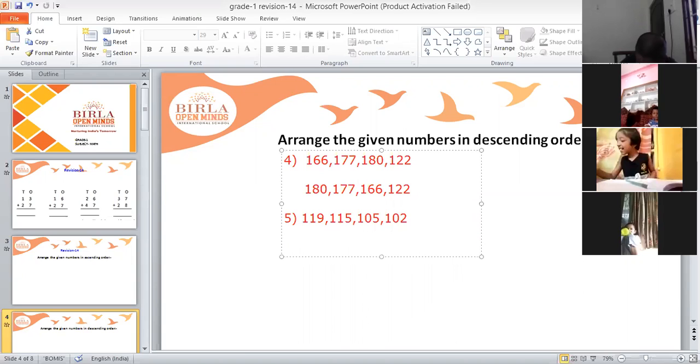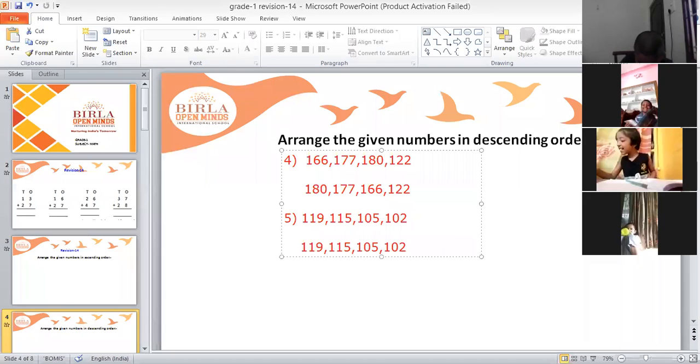In the next bit the numbers are 119, 115, 105 and then 102. Now we have to arrange these numbers in descending order. Arhan, yes, ma'am. Now you have to tell me the answer. 119, 115, 105, 102. Very good. So we will write these numbers as they are because they are already arranged in descending order. Okay, very good.